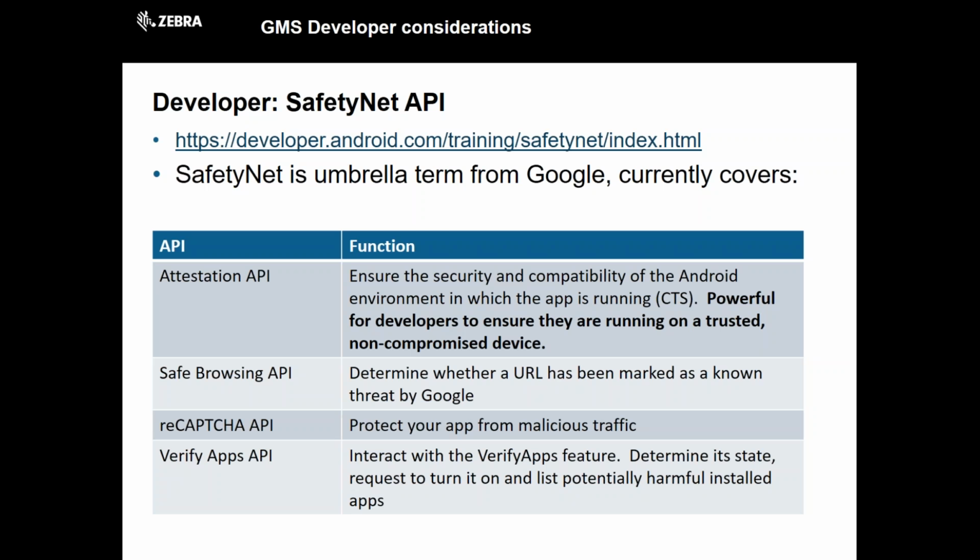I missed out the attestation API. This is to make sure that the security and compatibility of the Android device on which you are running is trusted and uncompromised. What that means is the device has not been rooted. The device is based on a build which Google recognizes. So that CTS test that I said Zebra have to pass earlier, obviously we have to submit our builds to Google to do that, and Google have this database of builds. So is this build part of the CTS database? And I'm going to show this in the next slide.